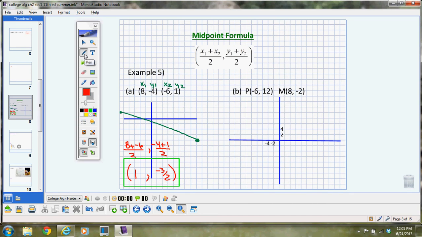And if we look at it, we should be close. When x is 1, whoops, y is negative 3 halves. So I was off by a little bit. But the point would be down there, and that would be the middle of the line.